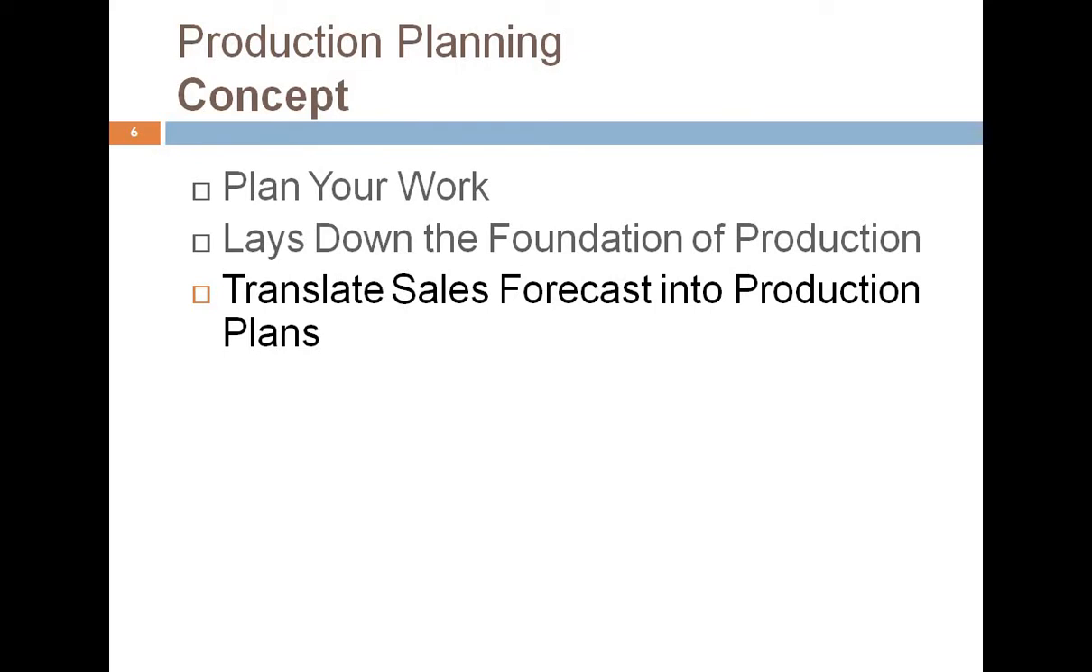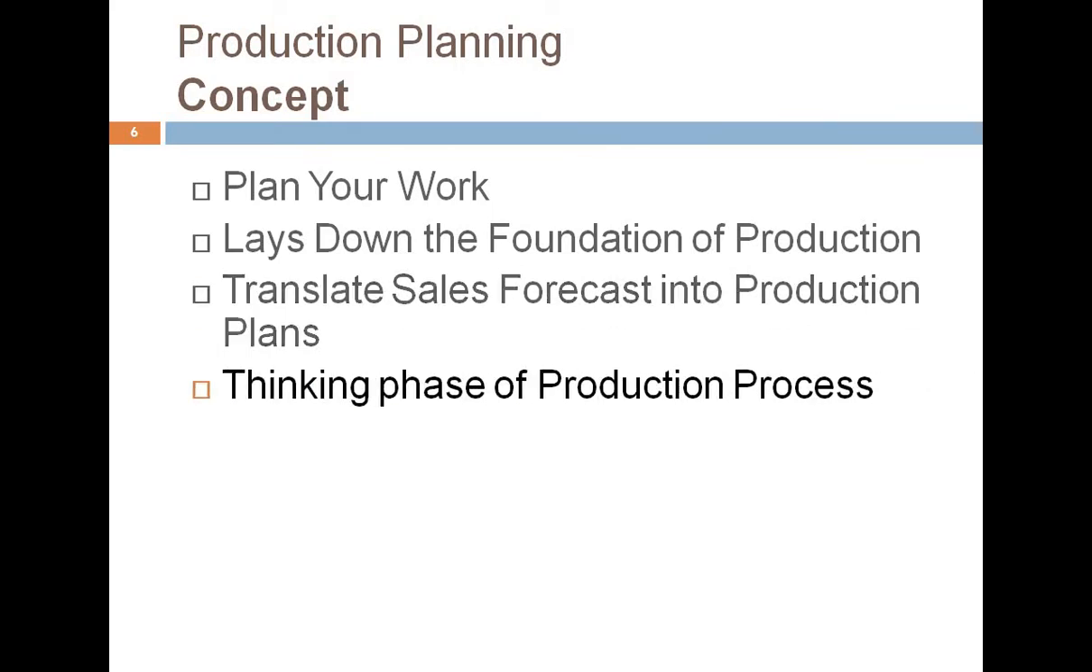Kitna raw material chahiye hoga? Agar ek saal mein, at the end of the year, I need to produce 10,000 units, to mujhe har mahine, fortnightly basis par, after every quarter, after every week, how many units I need to produce. That is what we mean by this particular line. It is just the thinking phase of the production process. No execution of the work is being carried out. Only planning. This is the thinking phase only.